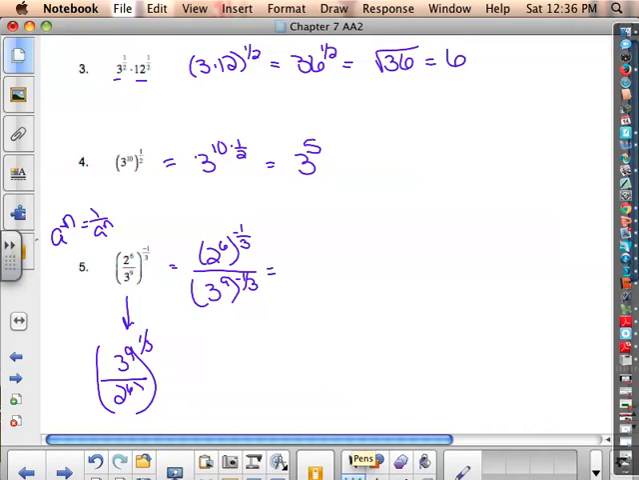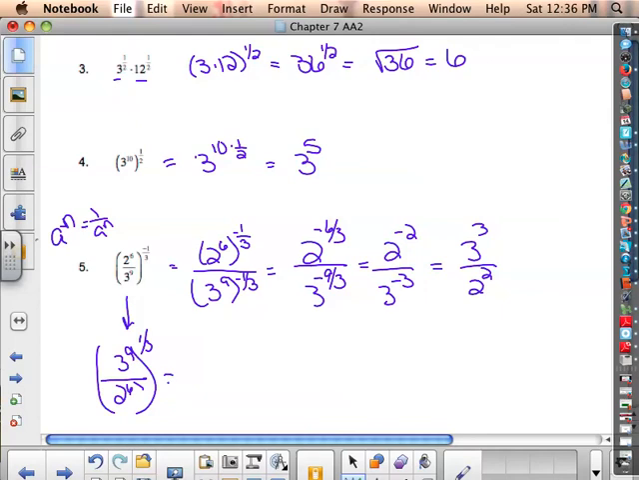So here I would have then 2 to the negative 6/3 and 3 to the negative 9/3. That's going to give me 2 to the negative 2 over 3 to the negative 3. That becomes 3 to the 3rd over 2 squared. And you might see that you have that also if you decided to eliminate the negative in the beginning. So 3 to the 9/3 over 2 to the 6/3 is going to give you 3 to the 3rd over 2 squared.